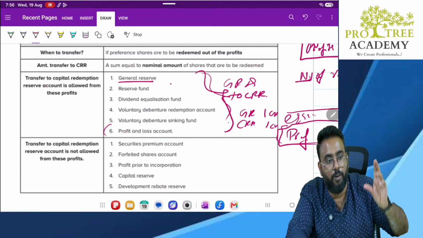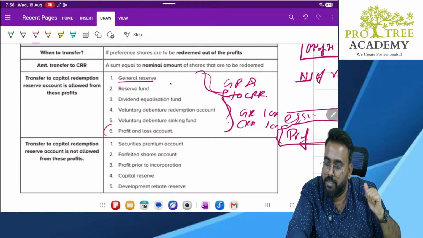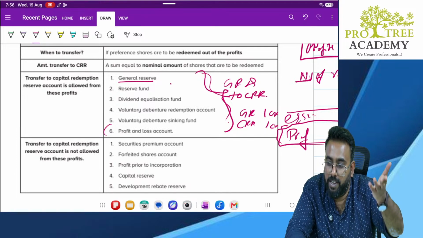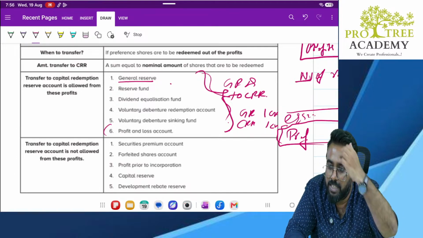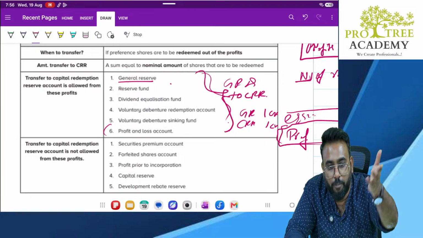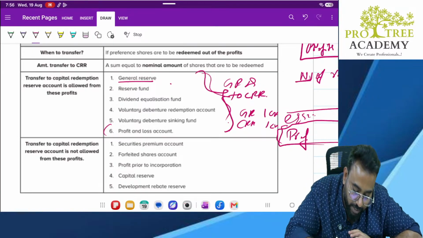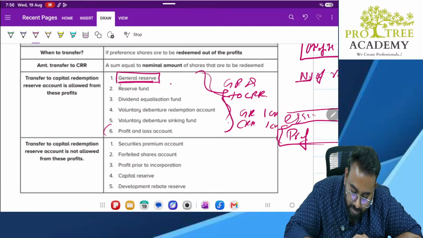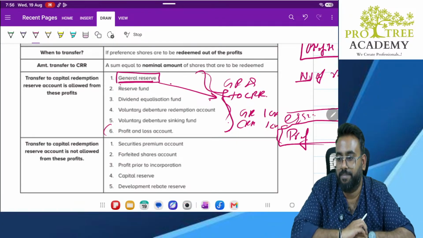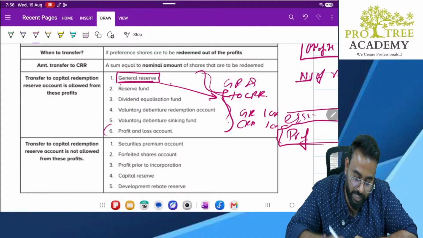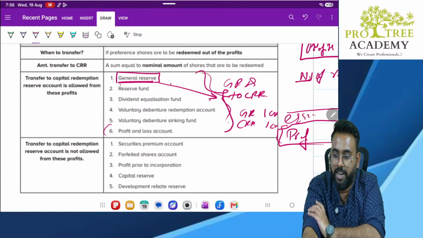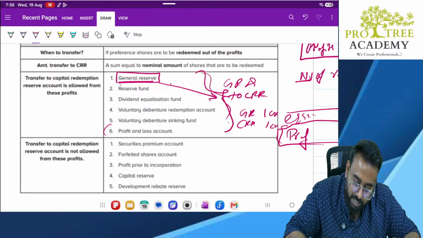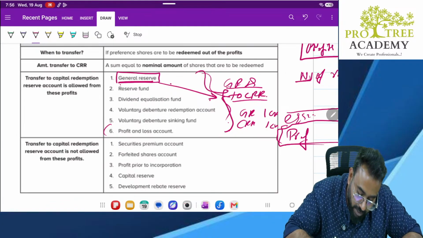I told you, all your profit and loss account gets transferred where? Out of profits. If you repay your preference shares out of profits, then you have to show you have paid it out of profits, correct or no? Profits is sitting where? So you have to show that. How do you show it? By transferring it to CRR. Understanding the logic? So general reserve is nothing but our profits, correct? Now I am repaying it using my profits. So how do you account it? General reserve to CRR. Same thing with reserve fund.